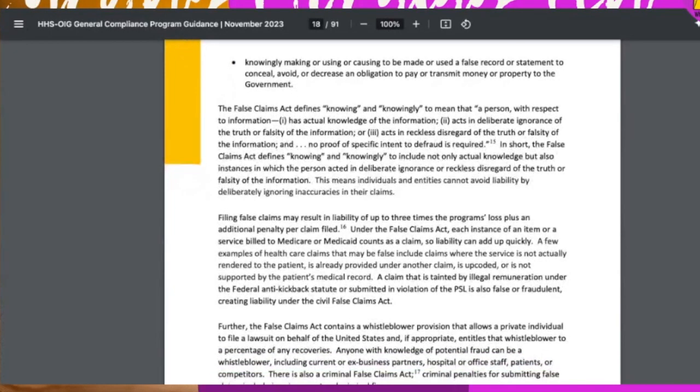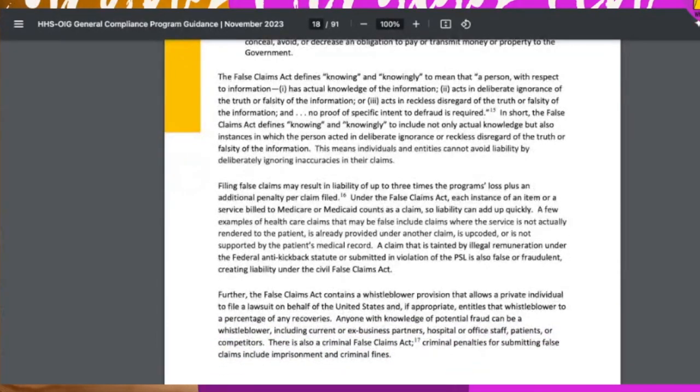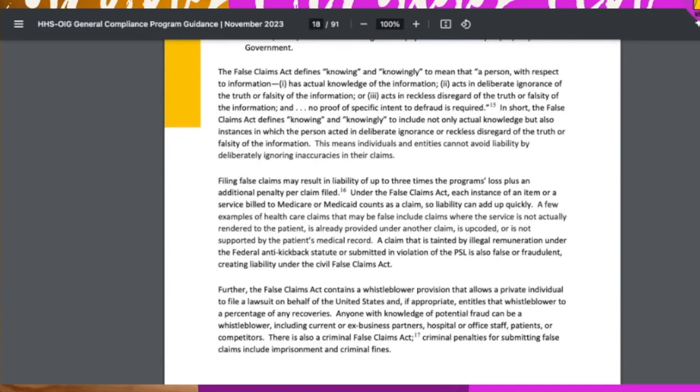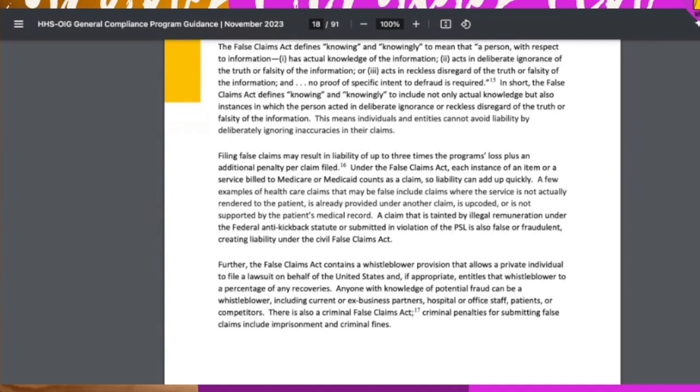Filing false claims may result in liability of up to 3 times the program's loss, plus an additional penalty per claim filed. So that's why those numbers usually are inflated, because they don't look at just one claim. They're looking at hundreds of claims. So multiply that by 3 times, plus the additional penalty per claim. So that's why you see these huge, large numbers.